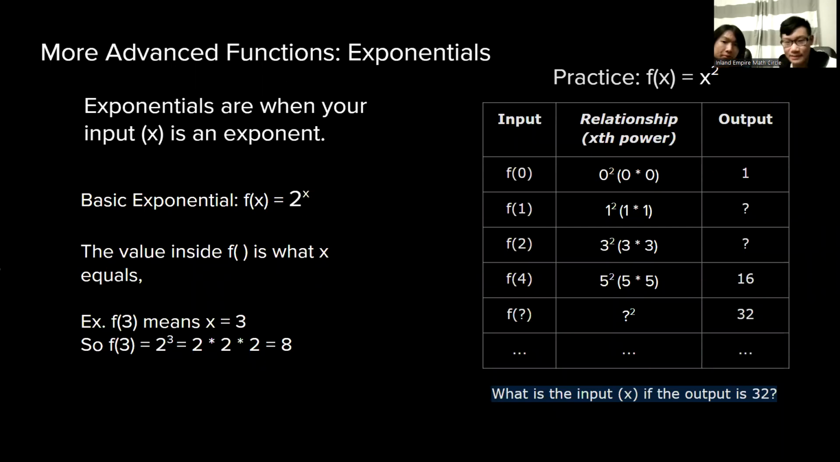So exponentials. Exponentials are when your input x is an exponent. That means it's above a number and it's taking the place of what we had earlier. So this sort of looks like the opposite of what we had earlier. Earlier it was x to the power of 2. Now we have 2 to the power of x. For example, f of 3 means x equals 3. So f of 3 would equal 2 to the third power, which equals 2 times 2 times 2, which equals 8.